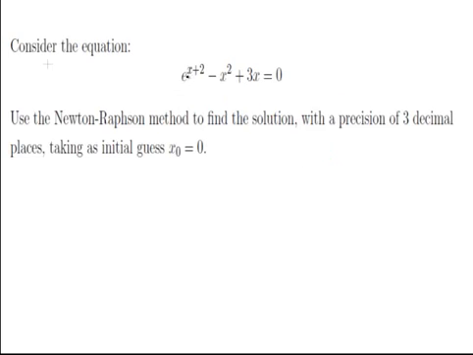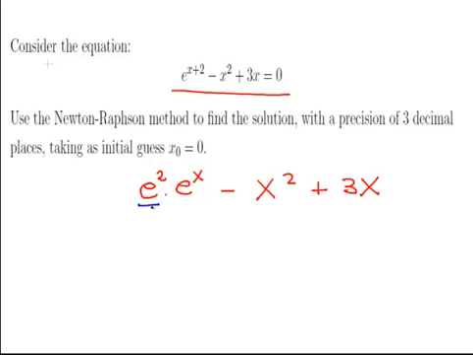e to the power of x plus 2 minus x squared plus 3x. So what we have to do is get the derivative of that, and this is straightforward enough. e to the power of x plus 2 is the same as e squared, which is a constant, times e to the power of x, minus x squared plus 3x. This part here is a constant, so we just ignore that. e to the power of x, the derivative of that is itself, so we leave that alone. So it's e to the x plus 2, just as it was.